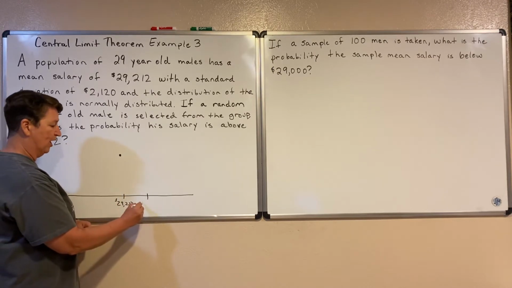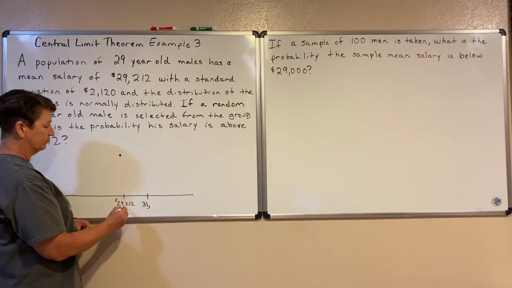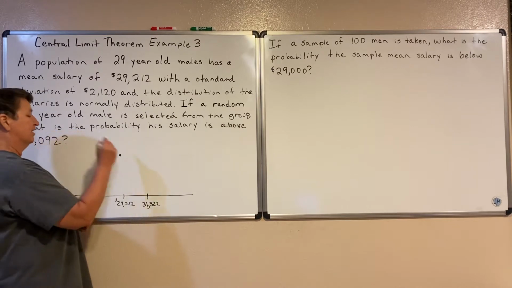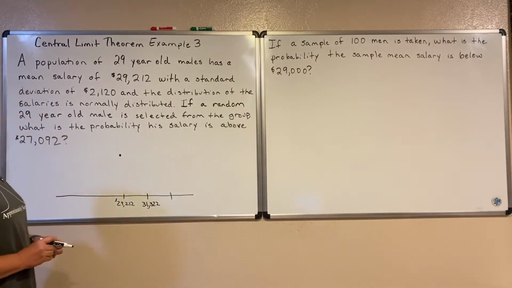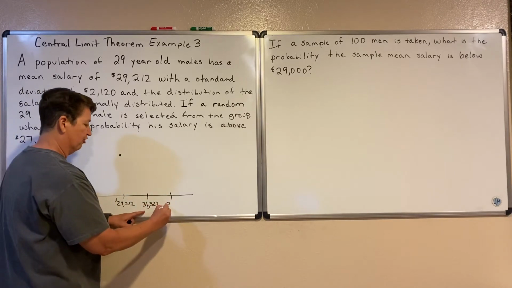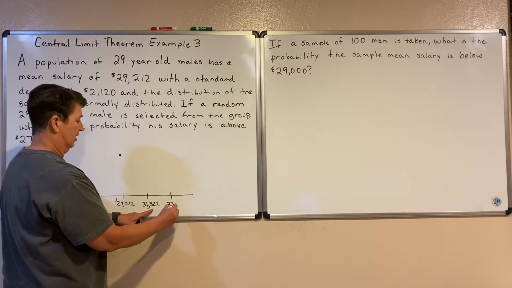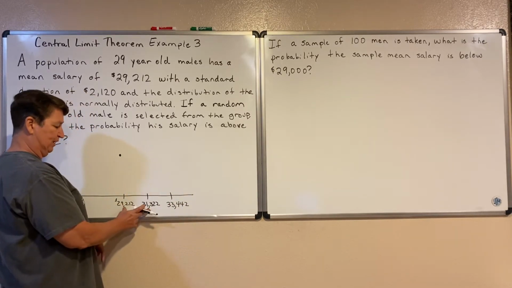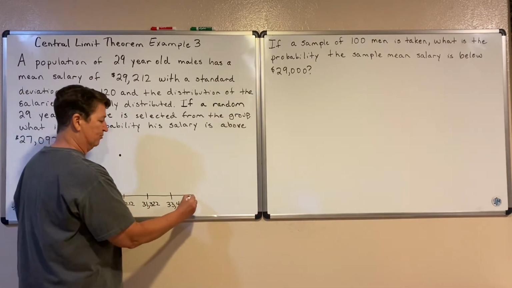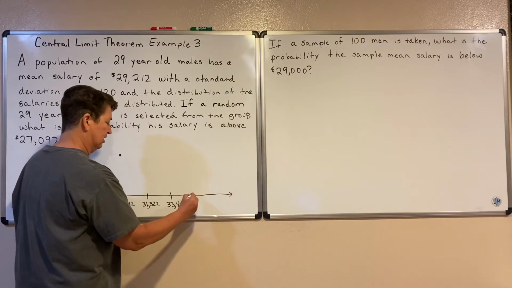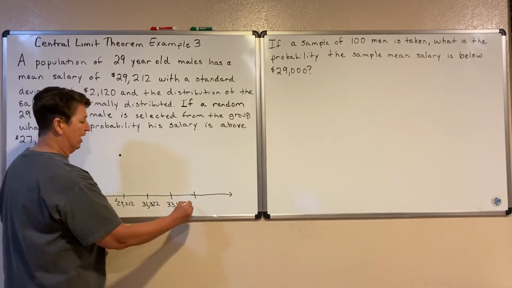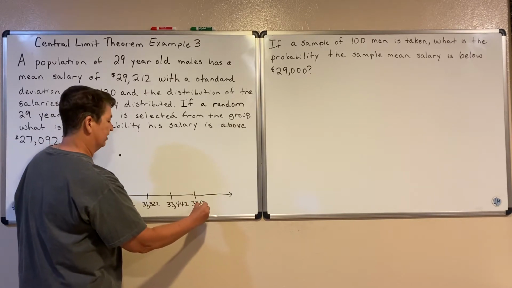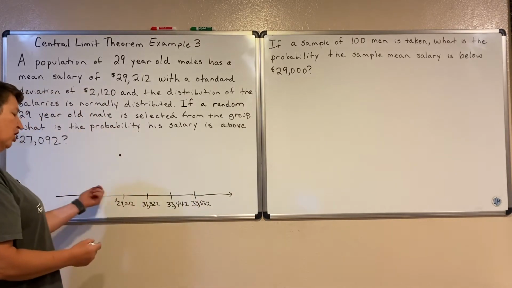So if I go up one standard deviation from that mean, we're going to add 2,120 to that. So we're at 31,322. Add another 2,120 to that, so that I'm at 33,442. So this is one standard deviation above the mean. This is two standard deviations above the mean. And if we go up one more standard deviation, then that third standard deviation, we're at 35,562.